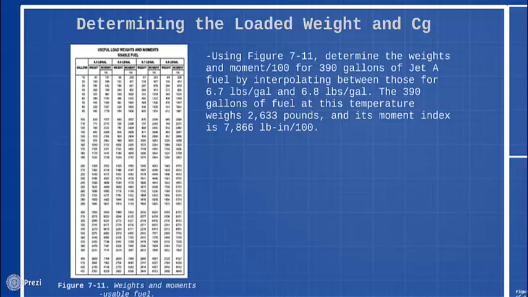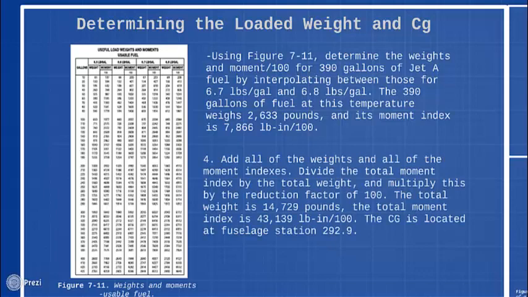The 390 gallons of fuel at this temperature weighs 2,633 pounds, and its moment index is 7,866 pound-inch per 100. Fourth, add all of the weights and all of the moment indexes, divide the total moment index by the total weight, and multiply this by the reduction factor of 100.